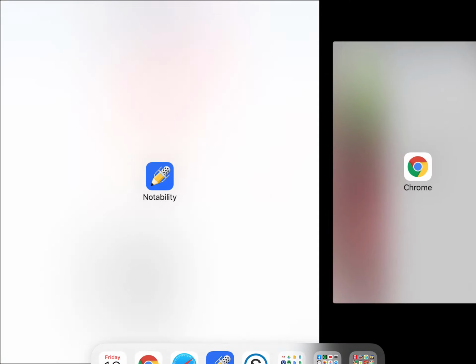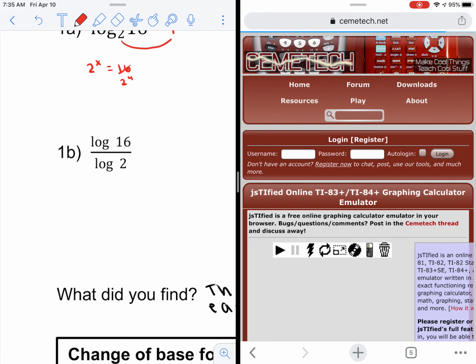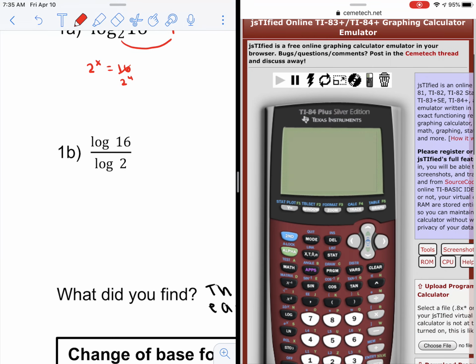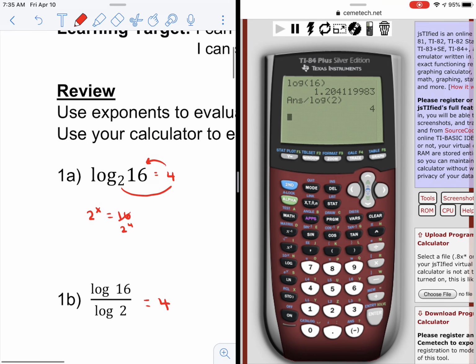So you're going to go to your calculator and you're going to hit the log button and you're going to do log 16, hit enter, and then you're going to divide that by, hit the log button again, 2, hit enter, and then write the answer you get there. So if you could please complete parts for 2, A and B, and 3, A and B, pause the video and then come back when you're finished.